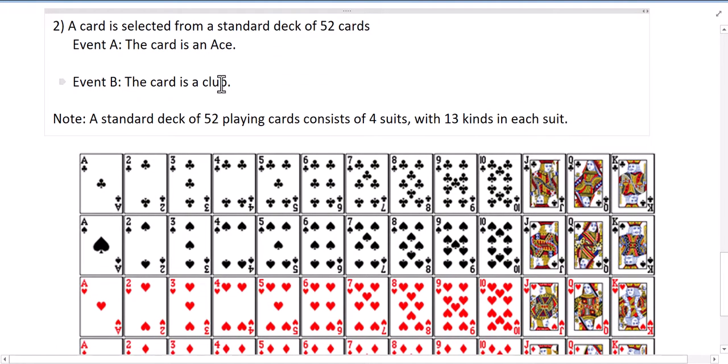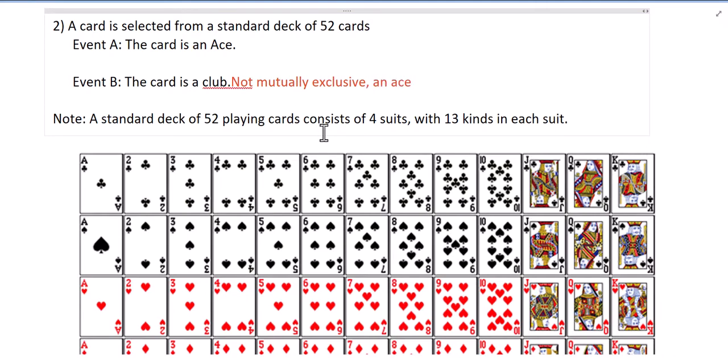Can they happen at the same time? Yes, you can have an ace of clubs. The clubs is the type of suit, and the ace is the number, so the 1 here. Well, depending on what game you're playing, right? So we can say that these are then not mutually exclusive, because an ace can be a club. So from the suit of clubs.